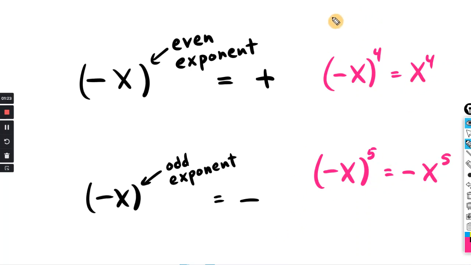And you can clearly see that. If you did negative 1 times negative 1, you'd get positive 1. But if you did negative 1 times negative 1 times negative 1, you'd get negative 1.